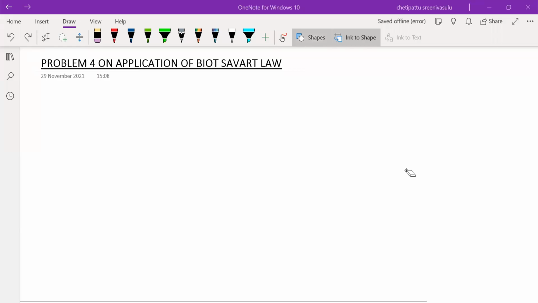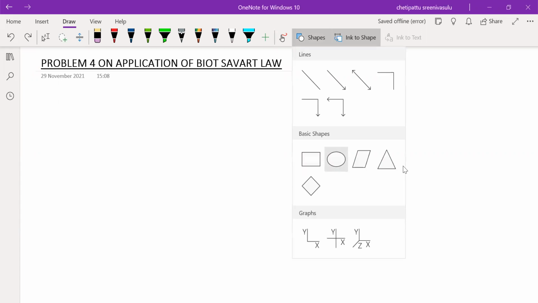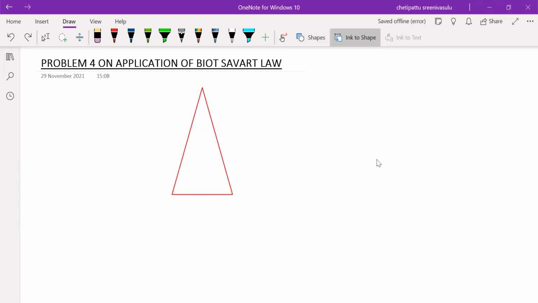Hi students, we are going to discuss one more problem on application of Biot-Savart's law. Look at here. This is the equilateral triangle.